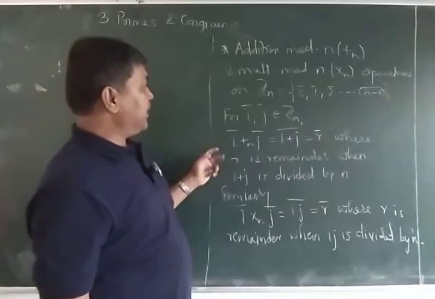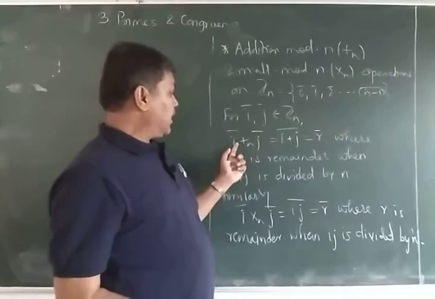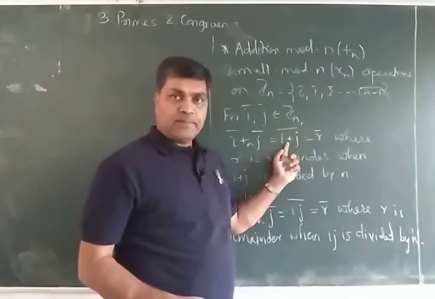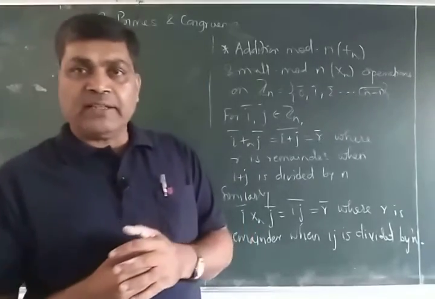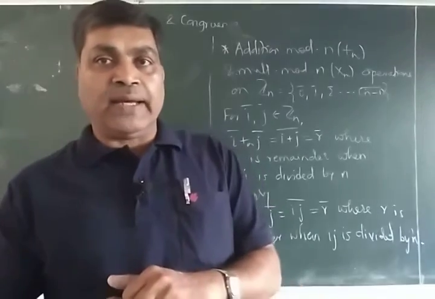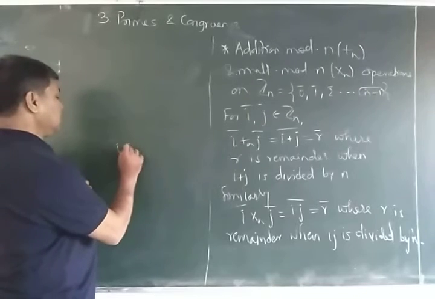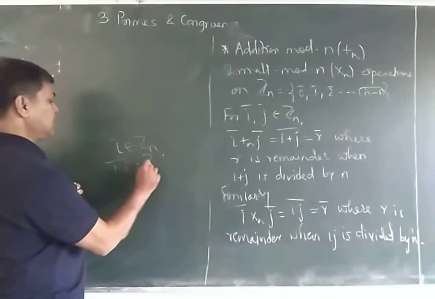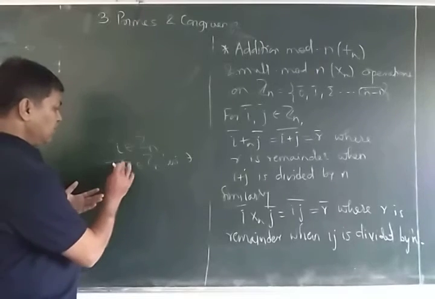Here the same thing is happening if I add 0 bar to any i bar. For i bar belonging to Zn, i bar plus 0 bar is equal to i plus 0 bar, which is again i bar. So 0 bar is known as the additive identity. Again for i bar belonging to Zn, n minus i bar belongs to Zn, such that, okay.